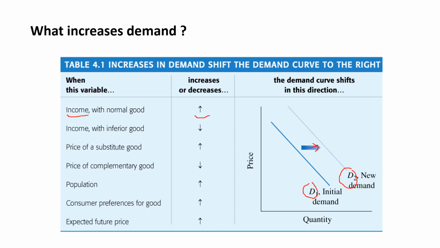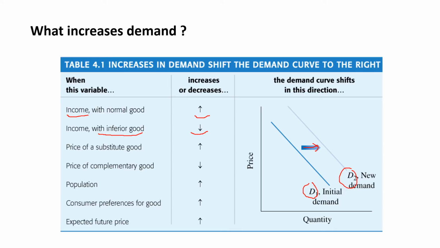Again, if your income decreases, that means the demand for inferior goods will increase. So you will buy more of what? Of second-hand products and all these types of products that are considered to be inferior products.